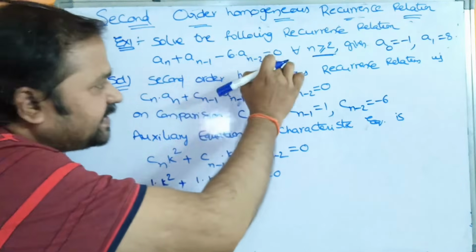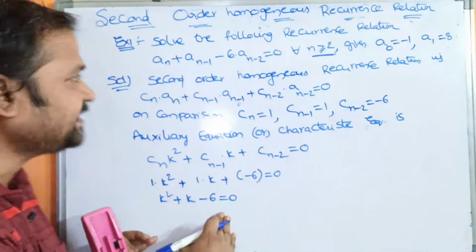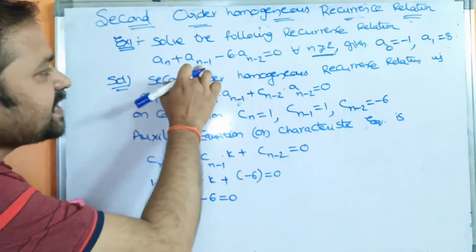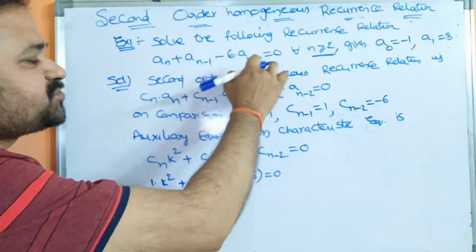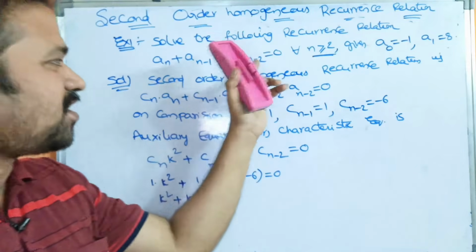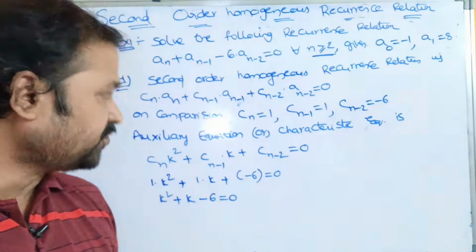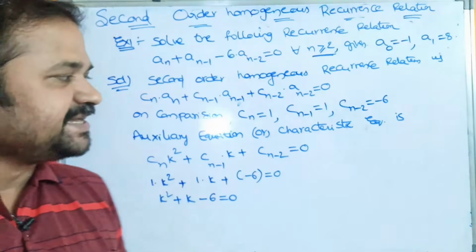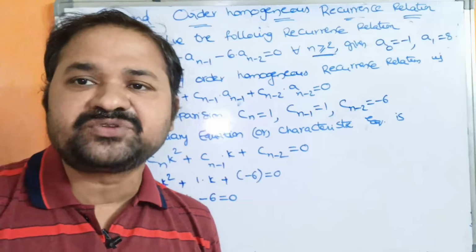Directly from the recurrence relation also we can write the auxiliary equation or characteristic equation. An means k square, an minus 1 means k, and an minus 2 is nothing but a constant. So k square plus k minus 6 is equal to 0. Directly by observing the recurrence relation we can write the auxiliary equation, but it is better to write all these statements. Now let us find out the roots.